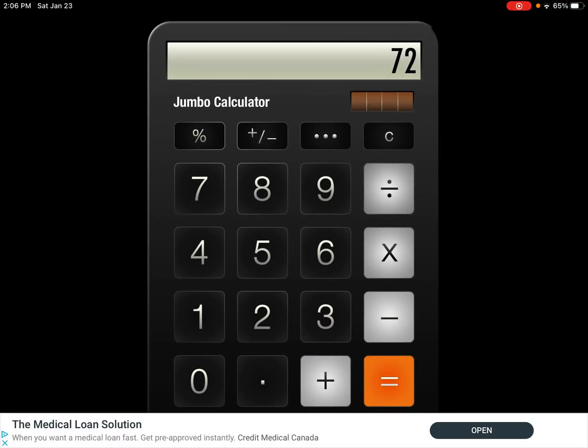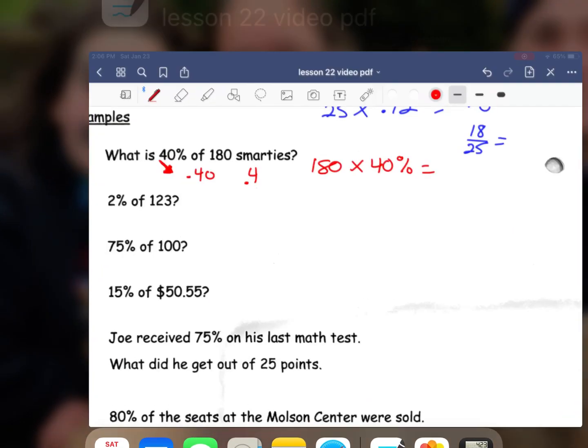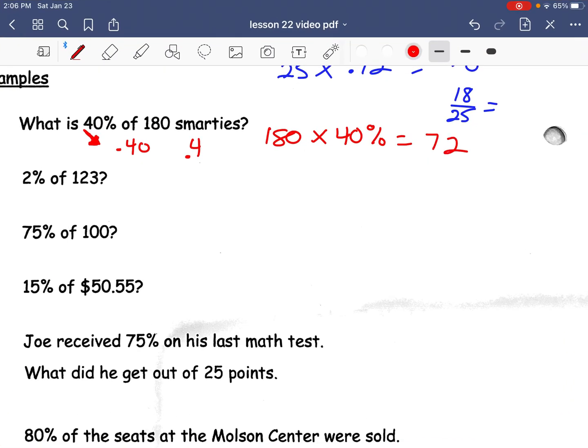Too bad you can't see the display on my calculator, but 180 times 40, and I'm going to get my percent button there. It's going to change it to a 0.4, and I'm going to click an equal sign. For my calculator, I do have to click on the equal sign. For some of your calculators, you might not have to. So it's really a matter of testing your calculator, how it works.